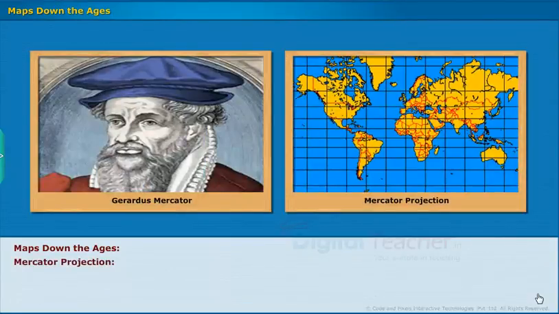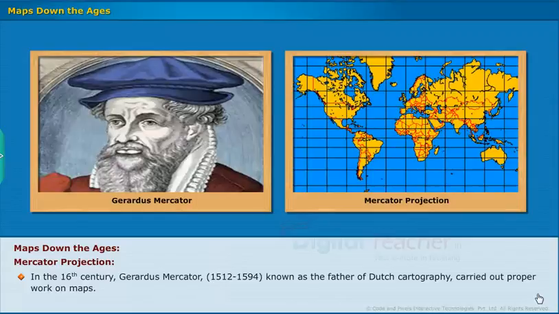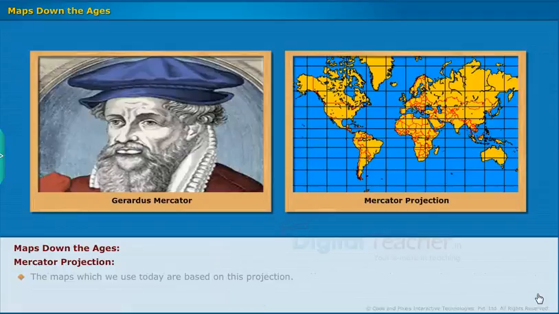Mercator projection. In the 16th century, Gerardus Mercator (1512 to 1594), known as the father of Dutch cartography, carried out proper work on maps. His projection on maps is called Mercator projection. The maps which we use today are based on this projection.